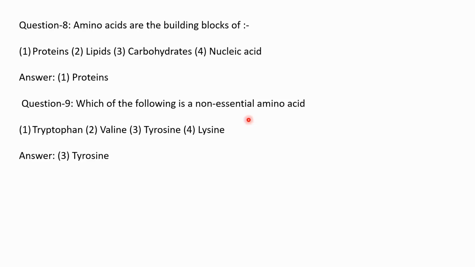While tryptophan, valine, and lysine are amino acids which cannot be synthesized by our body, and therefore we need to take these amino acids in the form of supplements or diet, and so they come under the category of essential amino acids.